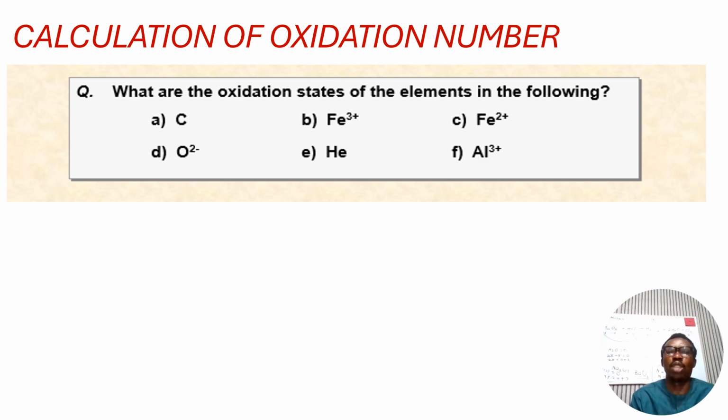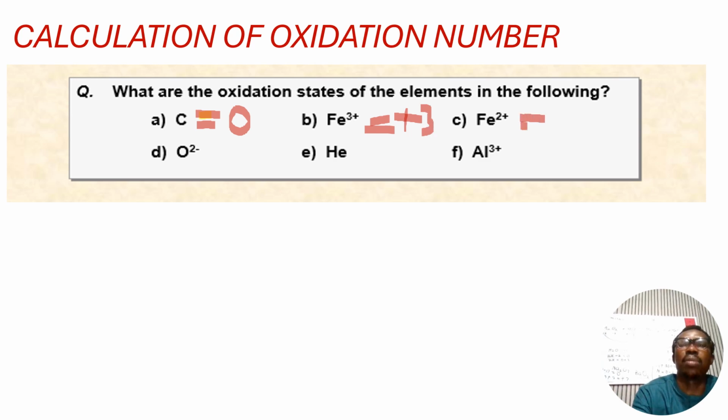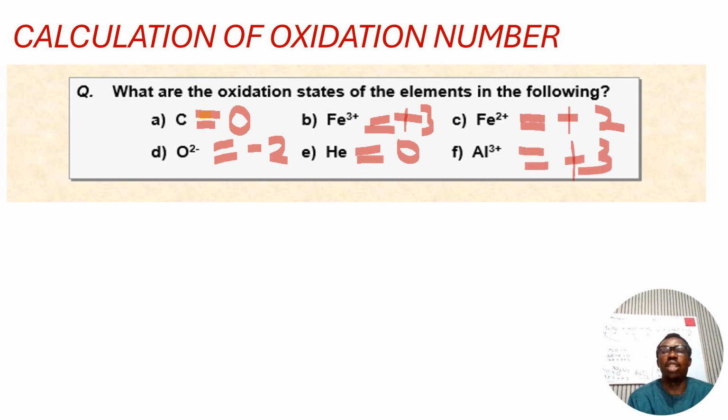What are the oxidation states of the elements in the following? The first one, the oxidation state of carbon here will be equal to what? 0. The oxidation number of iron here is equal to +3. The oxidation number of iron here is equal to what? +2. The oxidation state of oxygen here is equal to -2. The oxidation state of helium is equal to what? 0. And the oxidation state of aluminium is equal to what? +3. So that is the oxidation state of each of these elements.